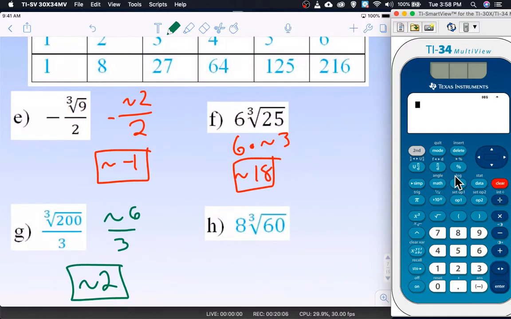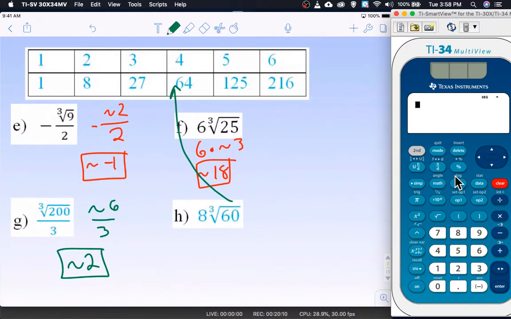Letter H. Cube root of 60 would be right here. That is about 4. Times by 8 gives me about 32.